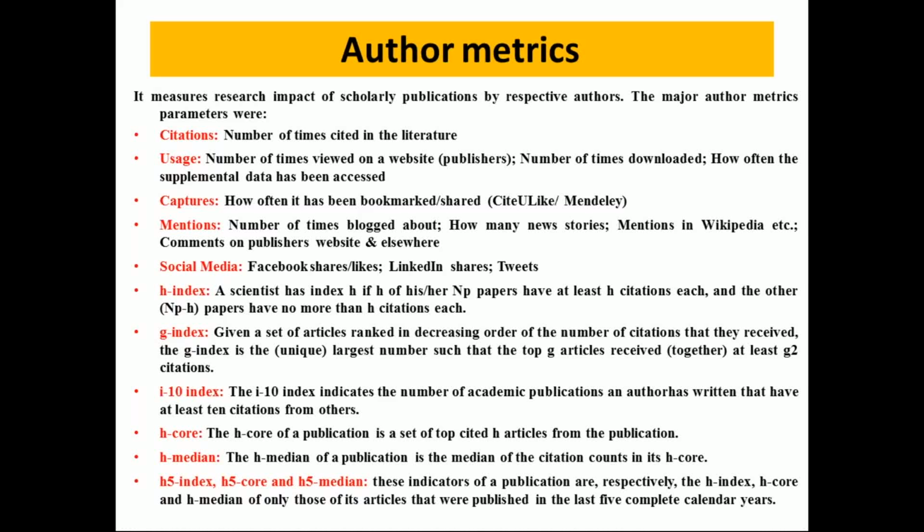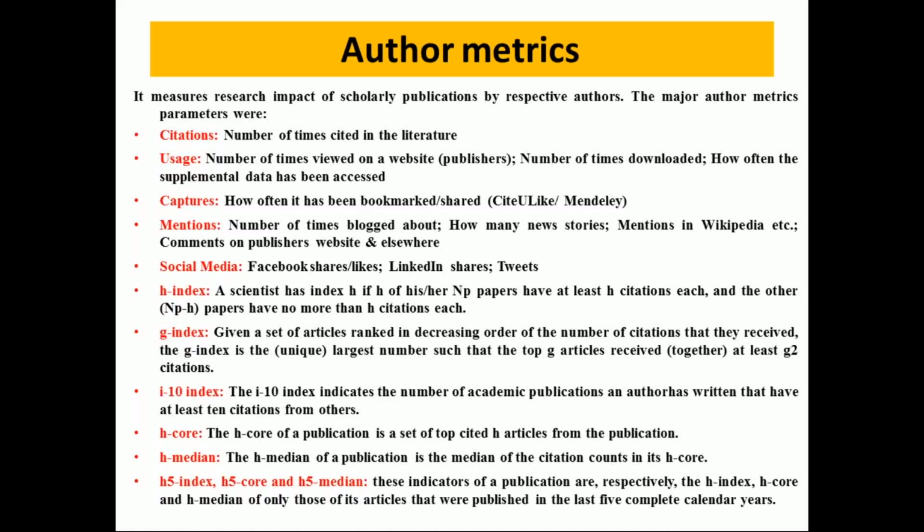G index: given a set of articles ranked in descending order of the number of citations they have received, the G index is the unique largest number such that the top G articles together received at least G squared citations. I-10 index indicates the number of academic publications an author has written that have at least 10 citations from others. If I write 12 papers which have more than 10 citations, my I-10 index is 12.